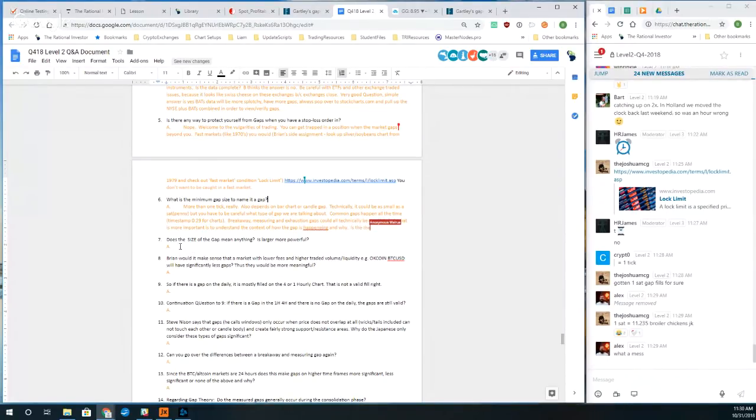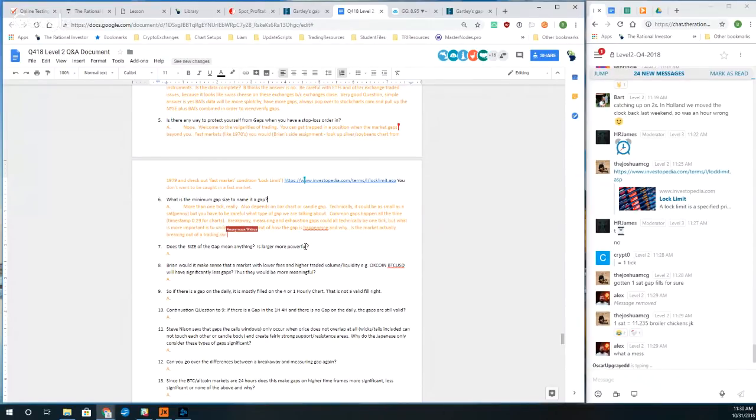Number 7, does the size of the gap mean anything? Is larger more powerful? Well, what trade setup do we use to help us trade the gaps in the short term? Is there a setup that we use that we're going to trade short term?